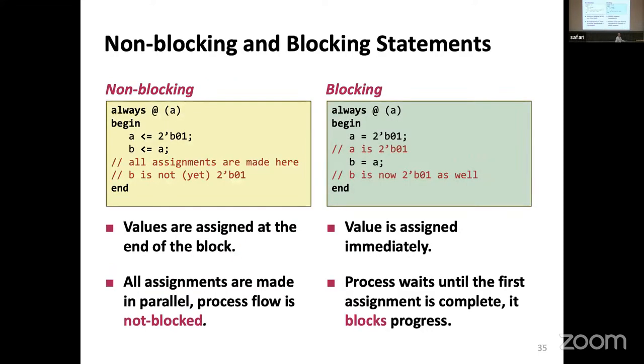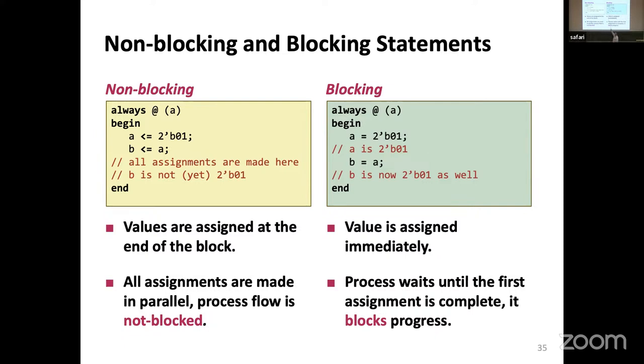Okay, so let's go with blocking versus non-blocking statements. This is one of the major pains I have trying to explain this thing. I'm really bad at it. I still have 10 years to teach, so at some point I'll manage it. Non-blocking statements look like this. You have the less-than-equal and the assignment. Now, non-blocking means that the assignment is not made the moment that you write it that way. All assignments will be made once that block is finished, in parallel. This is what it implies.